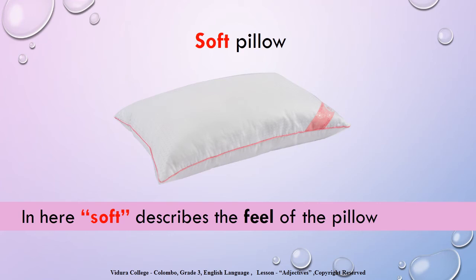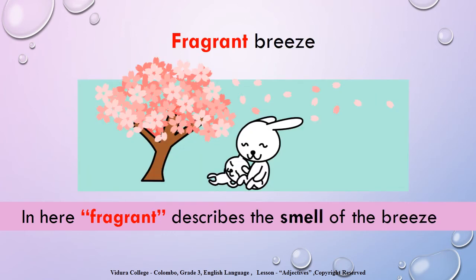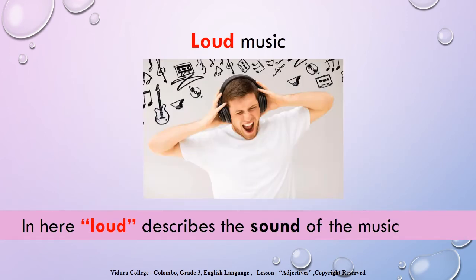Look at the picture. Soft pillow. Here the word soft describes the feeling that you feel when you touch the pillow. So the word soft is too an adjective. Look at the picture below. Fragrant breeze. Doesn't the word fragrant tell you more about the smell of the breeze, children? Yes, it does. So the word fragrant is also an adjective. Look at this picture now. Loud music. Here the word loud describes the sound of the music. So the word loud is also an adjective.